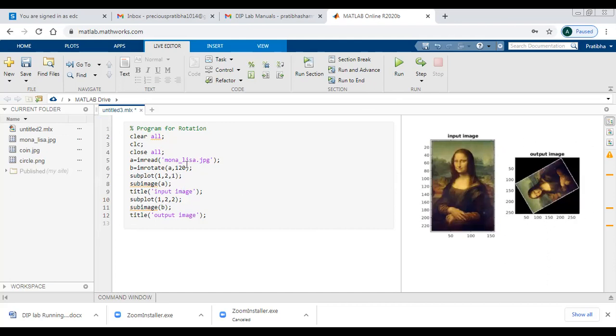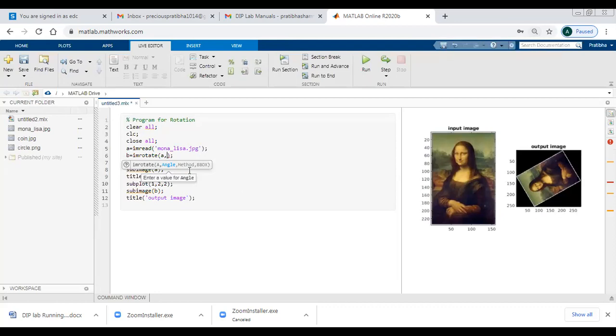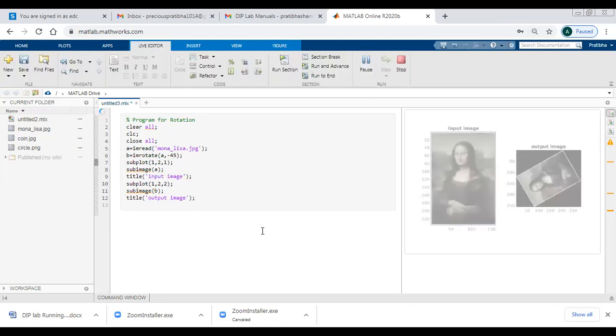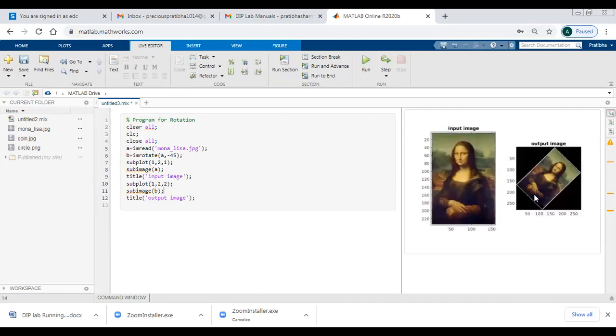Now I will change the angle to negative so that we can get the output in clockwise direction. So I am going to rotate the image in clockwise direction with the angle 45 degrees. So I will again run the program. Here we can see that the input image is this, and after performing rotation of 45 degrees in clockwise direction, the output image will be like this.